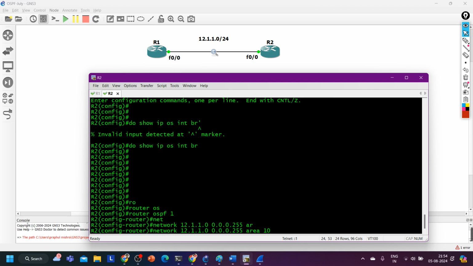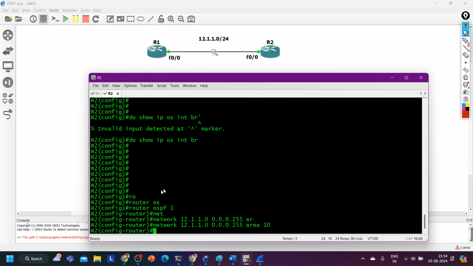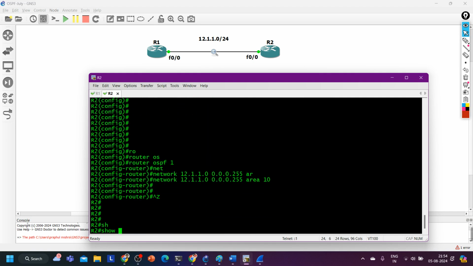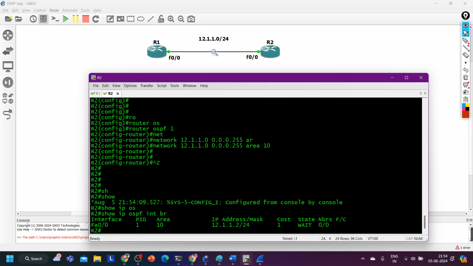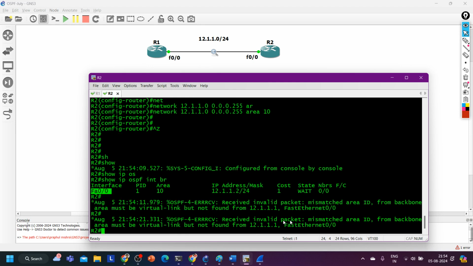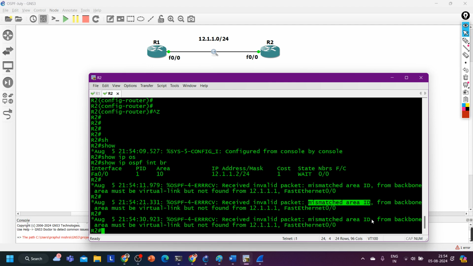So if I configure area 10 here, will OSPF neighborship come up? No. See on router number 2, so IP OSPF interface brief. Yeah, OSPF is enabled on F0/0. Yes. And see the log message. It is receiving hello message from their neighbor, but the issue is mismatched area ID. So it is giving error as well, right? Like area ID is mismatched here.